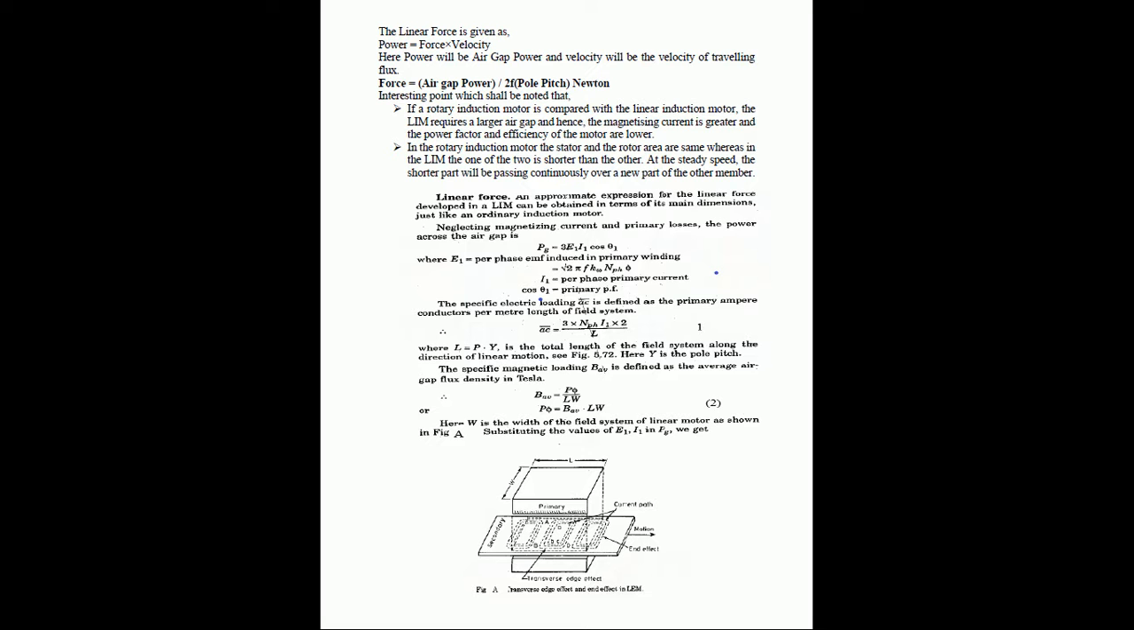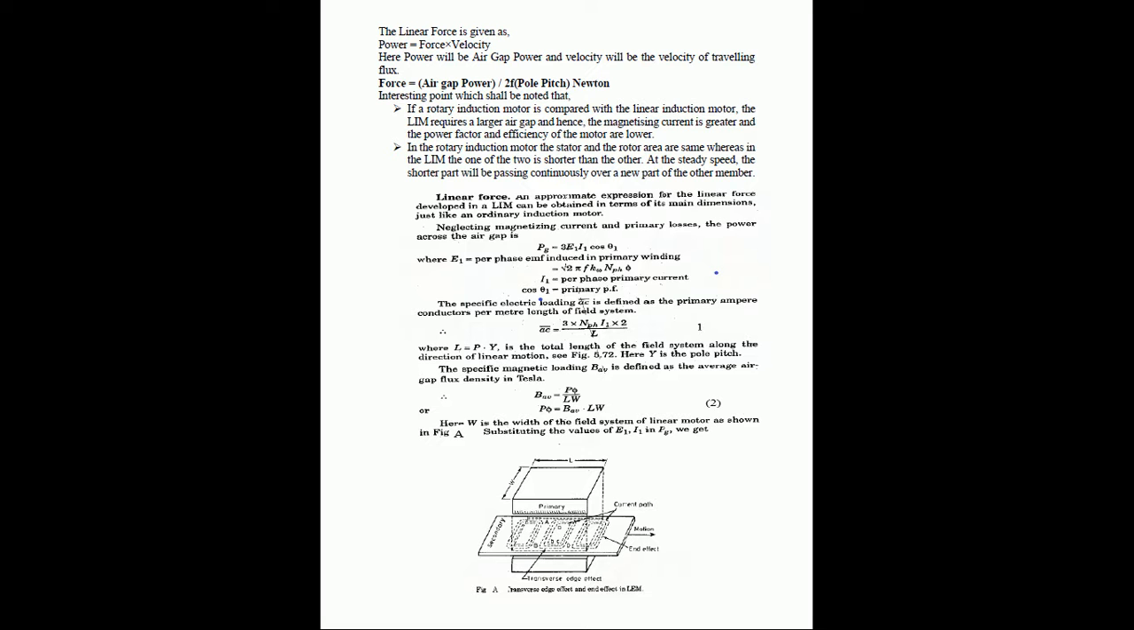There is one topic known as linear force in our syllabus. An approximate expression for the linear force developed in a linear induction motor can be obtained in terms of its main dimensions, just as in a rotary induction motor. Neglecting magnetizing current and primary losses, the power across the air gap is equal to 3 E1 I1 cos theta1, where a three-phase supply is given to the stator and E1 is the per-phase EMF induced in the primary winding, which is also equal to root 2 pi P k omega Nph phi, where I1 is the per-phase primary current and cos theta1 is the primary power factor.